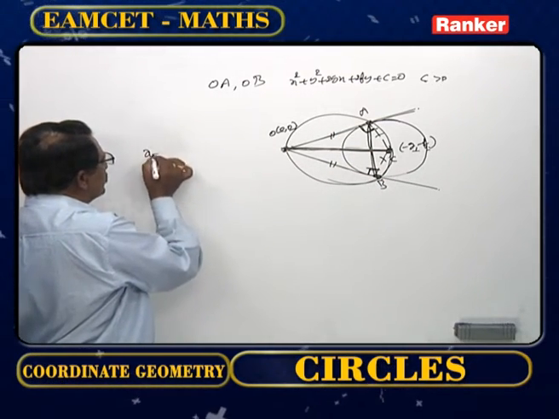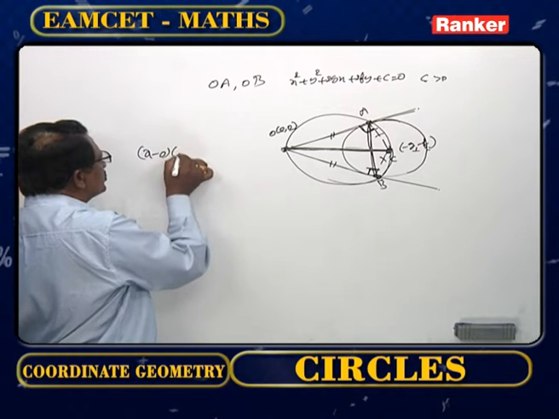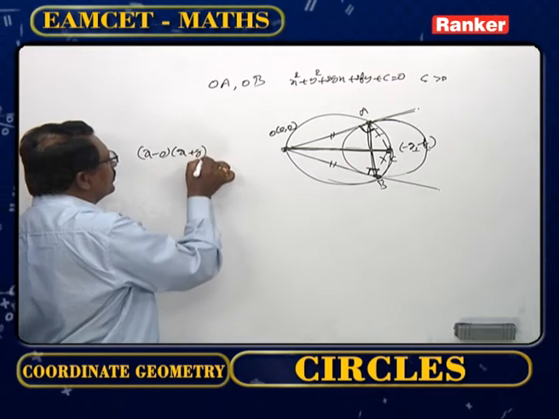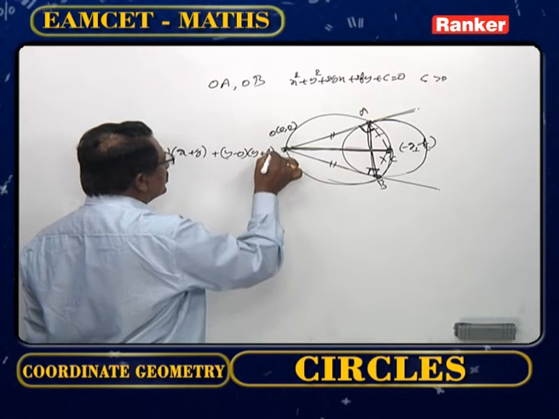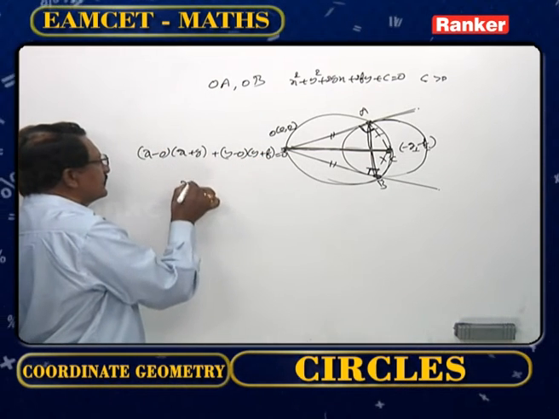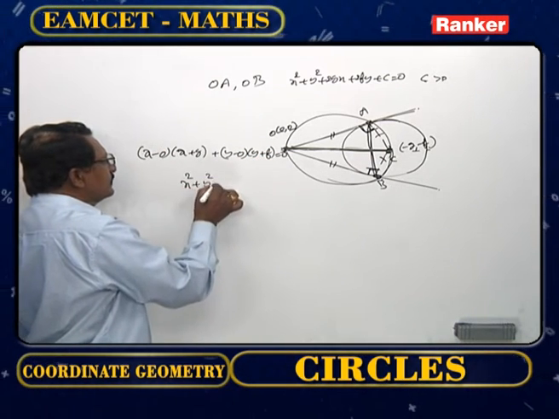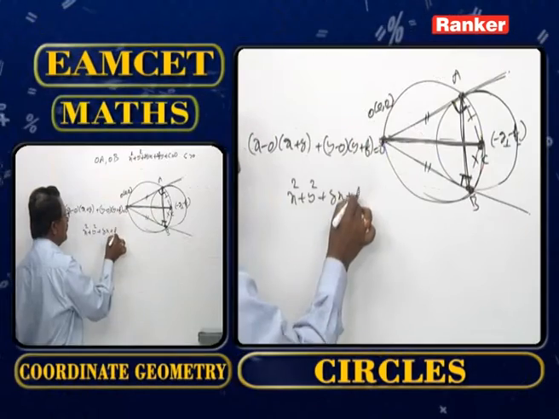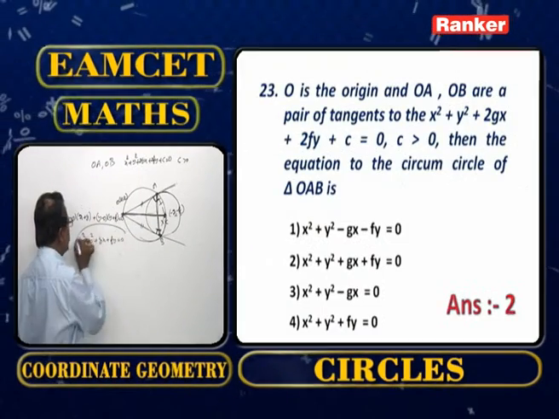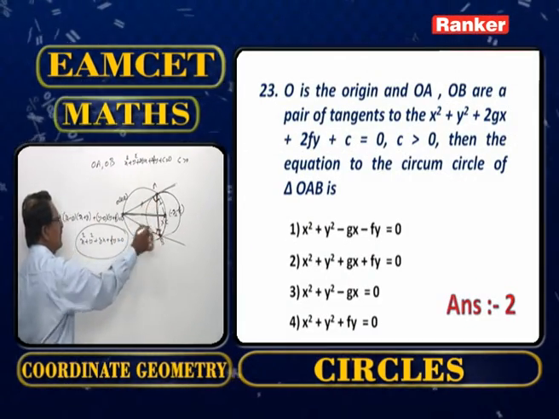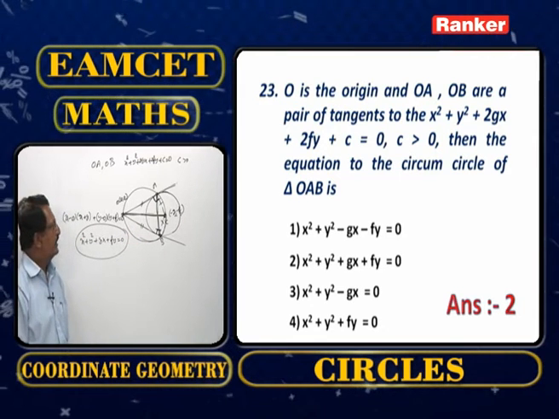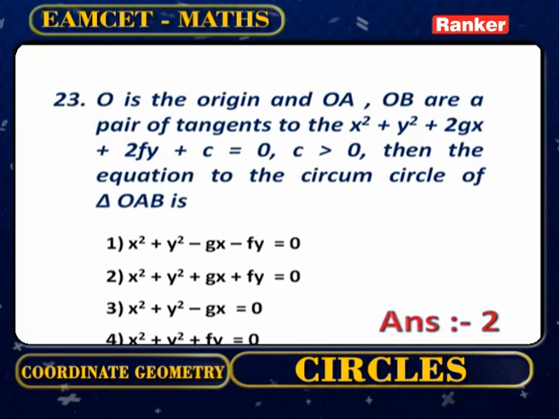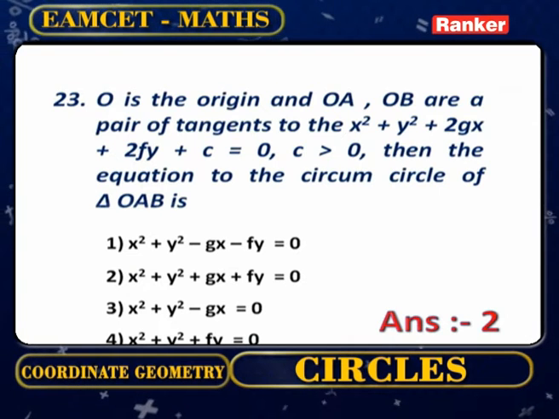Now the required equation is (x minus 0)(x plus g) plus (y minus 0)(y plus f) equals 0. Further simplification, we get x square plus y square plus gx plus fy equals 0. This is the equation of the circumcircle of the triangle OAB. So the second option is correct.